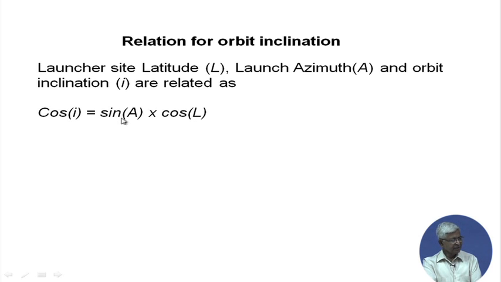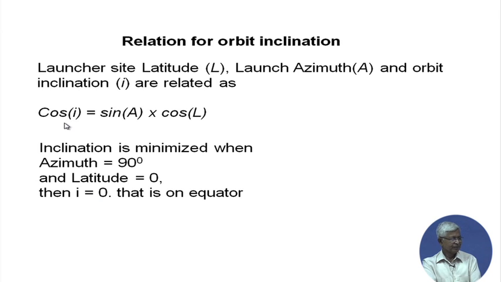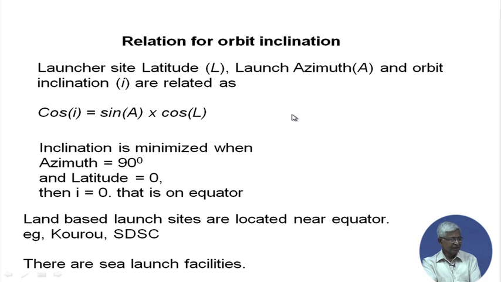So, you can see that when the azimuth is 90 degree, and when the latitude is at 0 degree, that is at equator, the inclination is 0. So, you can attain the equatorial plane orbit. But in real life on equator you may not have launch sites, particularly in India, that is Satish Dhawan Space Center, which is near Madras, a place called Sriharikota, slightly north of Madras, which is obviously very near to equator, but not at equator.